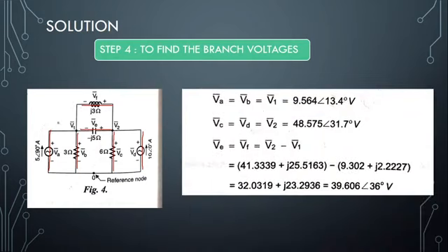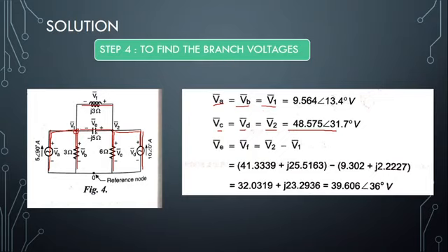Now, when you see here, VA is connected to V1, VB is also connected directly to V1. So VA and VB will have the same value of V1, which is 9.564 angle 134. Similarly, VC is directly connected to V2 and VD is also directly connected to V2. So VC and VD will have the similar value of V2 as 48.575 angle 31.7.